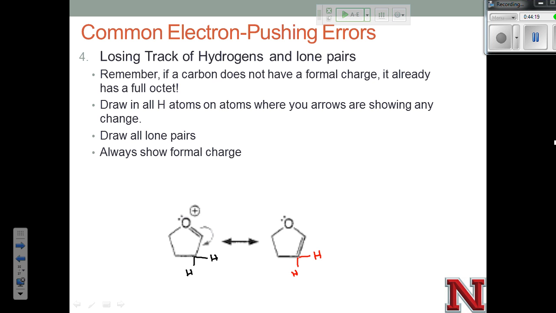Now you might say, well, let's just show this breaking. Arrow-wise, fine, we're not breaking the octet rule, but hydrogen is not a good leaving group. H negative, our hydride, will only form if hydrogen is bound to something more electropositive than it, like a metal, sodium hydride. So otherwise, we're not forming an H negative. So we have 5 bonds to carbon here. This is very common. So draw in your hydrogens where your reaction is occurring.